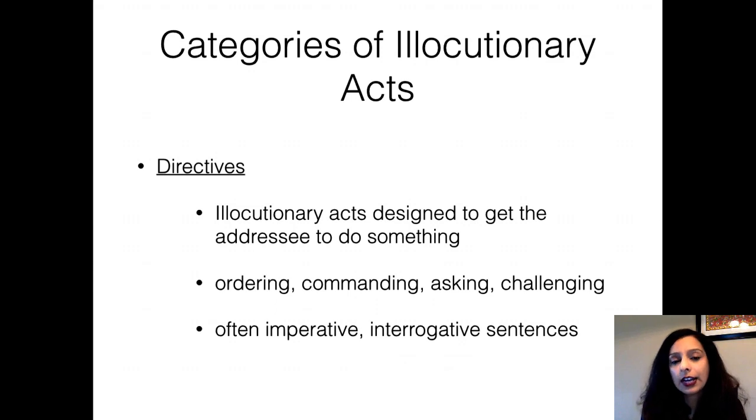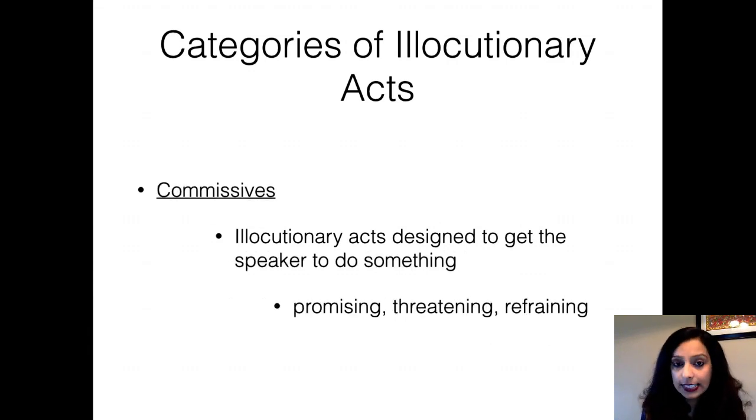The second kind of illocutionary act is a directive. The directive often tells you to do something, right? So you're ordering somebody, you're commanding somebody, you're challenging somebody. Very often it is an interrogative, right? "Can you do something?" is an example of a directive, or an imperative, "Tom, do that," that kind of thing.